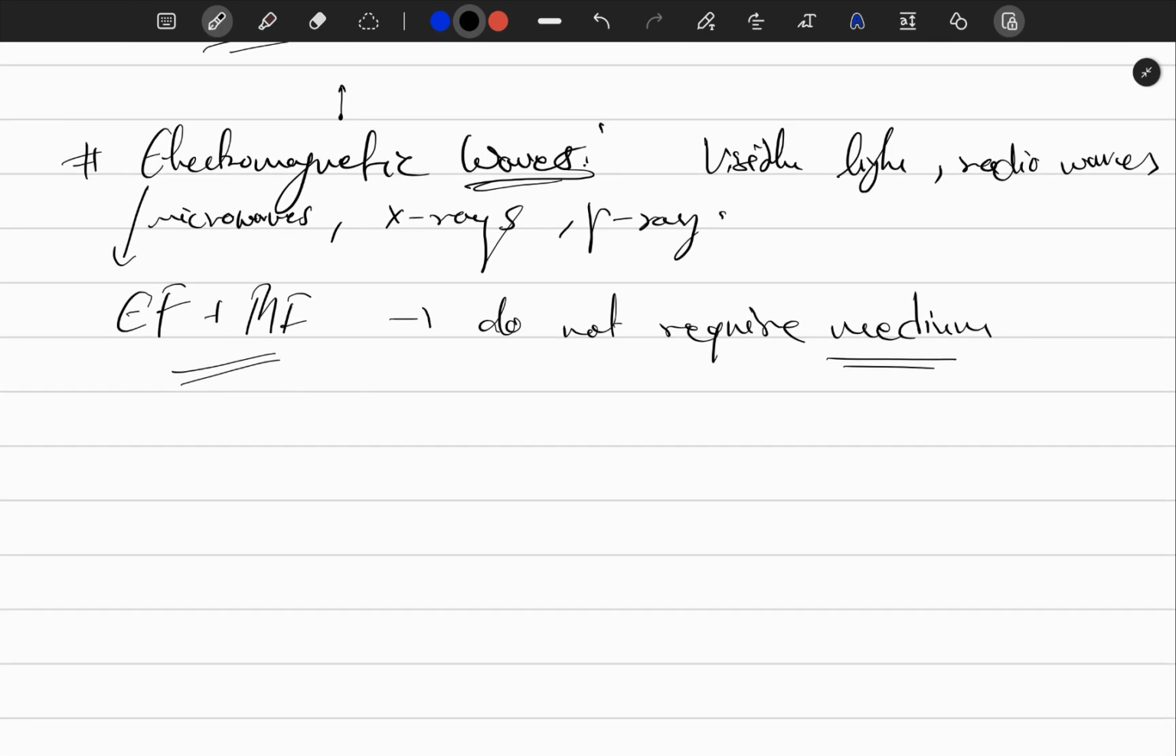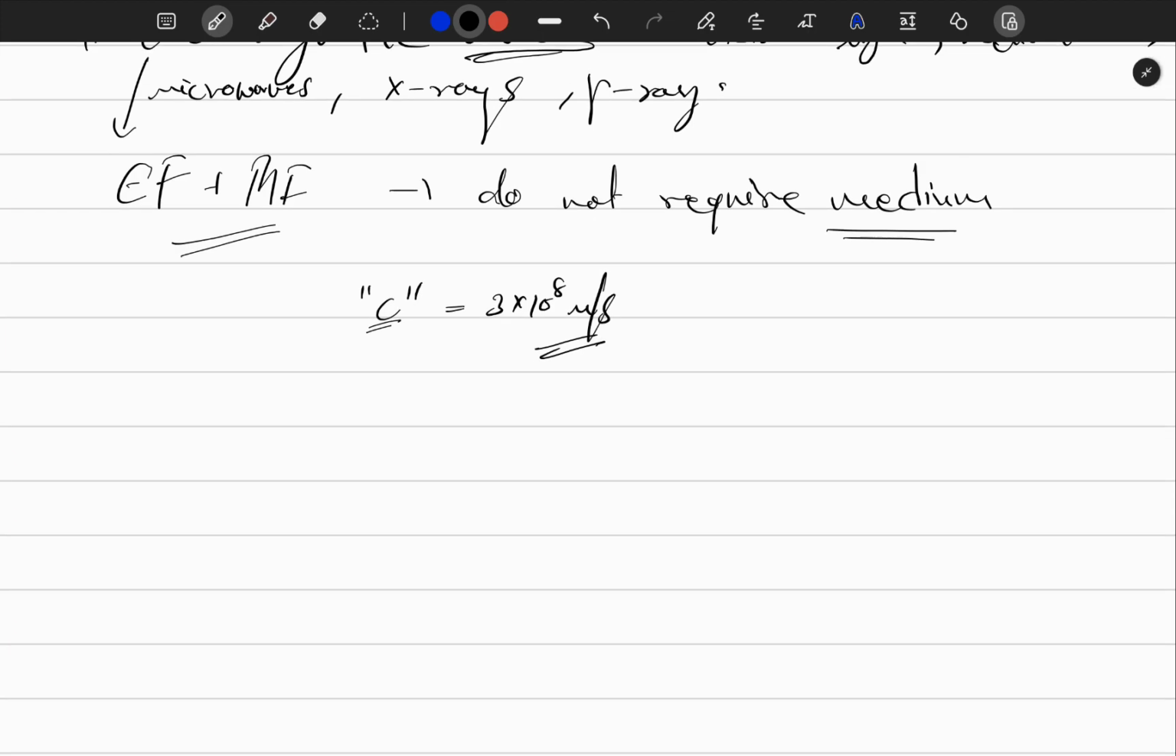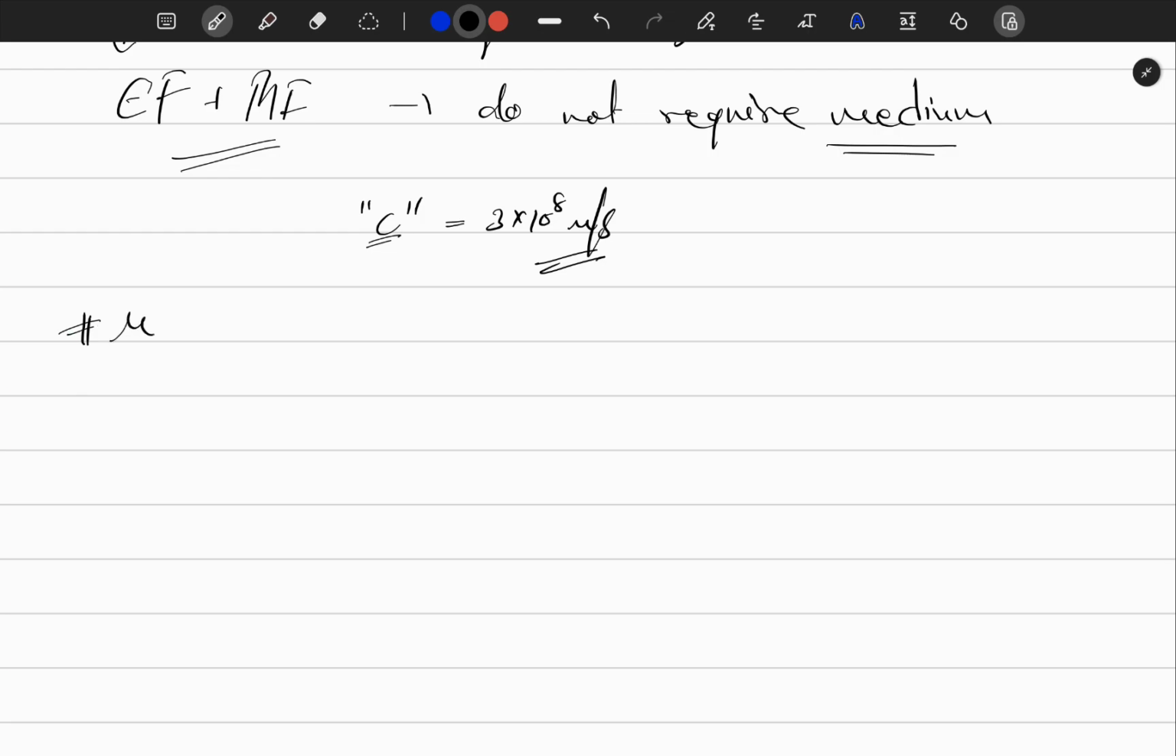And all the electromagnetic waves travel with the same speed, which is the speed of light, represented by the letter c. The speed of light is approximately 3 into 10 raised to power 8 meters per second. The next is matter waves.